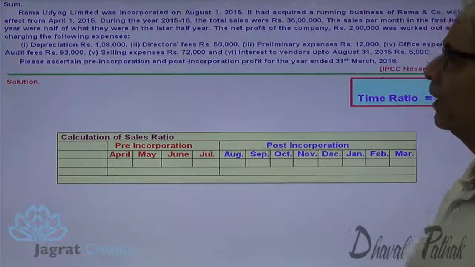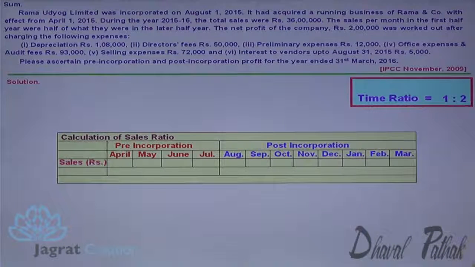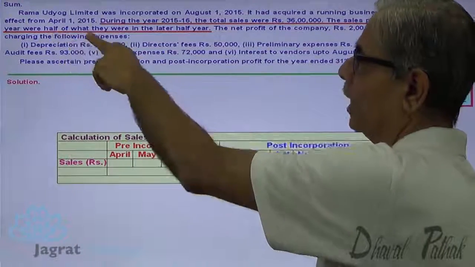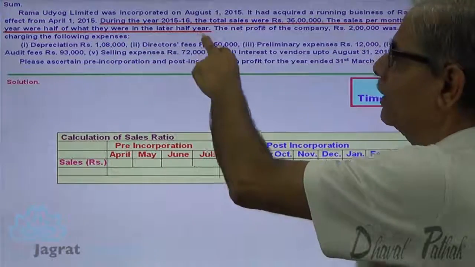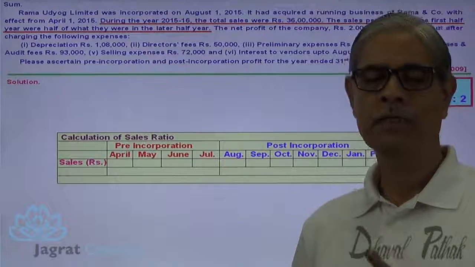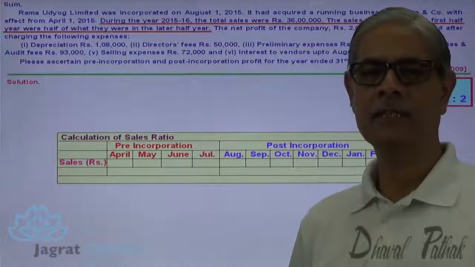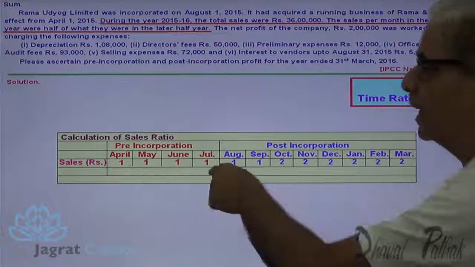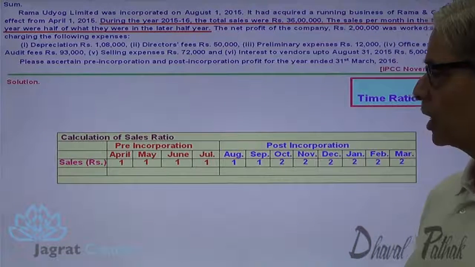The important statement given to you for finding out the sales ratio, that sales per month in the first half of the year were half of what they were in the later half. So in first 6 months, suppose the sales is 1 rupee, then the sales will be rupees 2 in the last 6 months. So on the basis of that, I write down the sales for first 6 months 1, 1, 1, 1, 1. Then I will write down 2, 2. Now if I make a total for pre-incorporation period, it is 4.